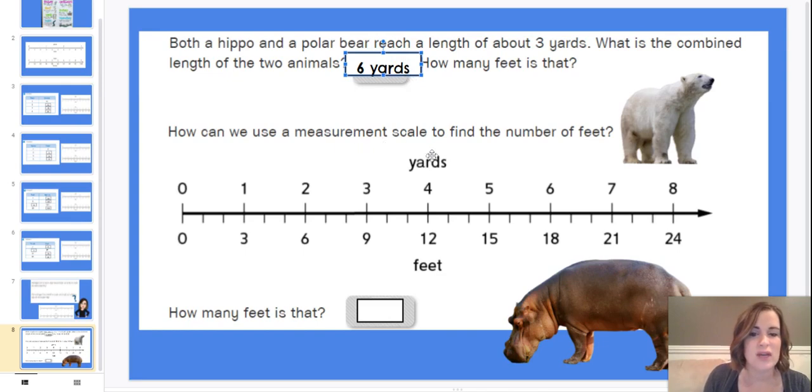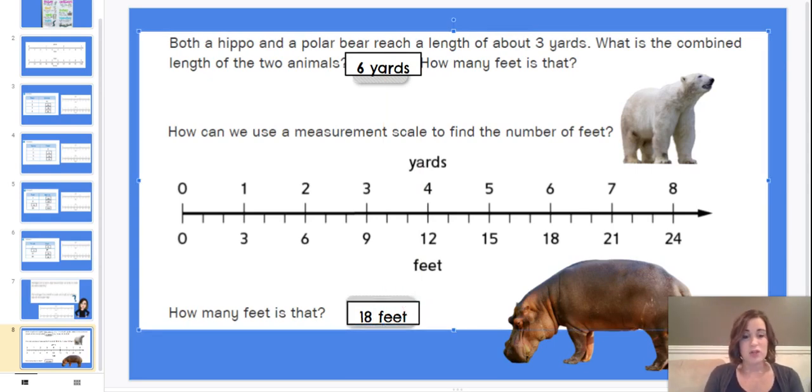About how many feet is that? We can use a scale here to find the number of feet. If it's about 6 yards, we look at our conversion chart here, 6. So that's going to be about 18 feet. I want to make sure that I have my labels so I know what unit of measure we're talking about.